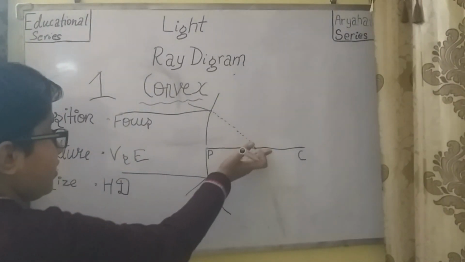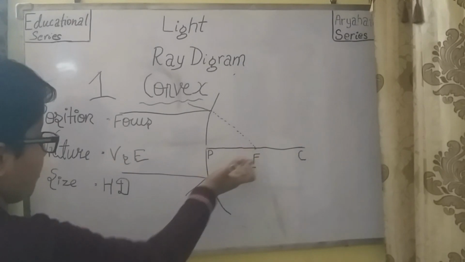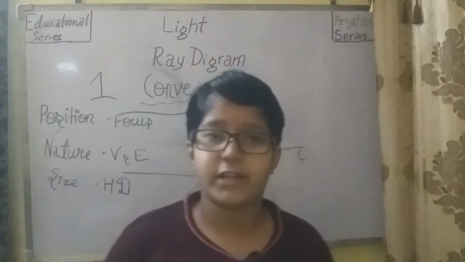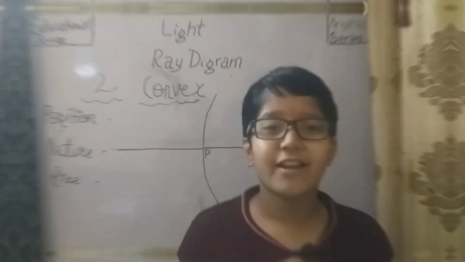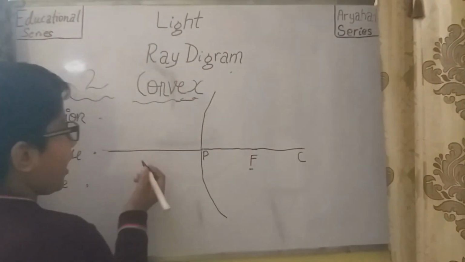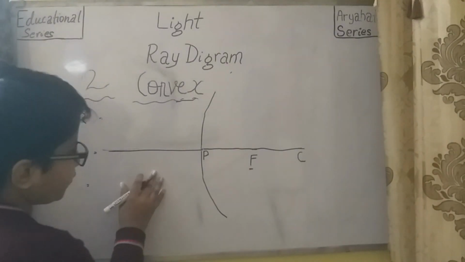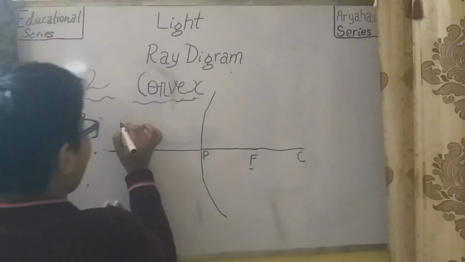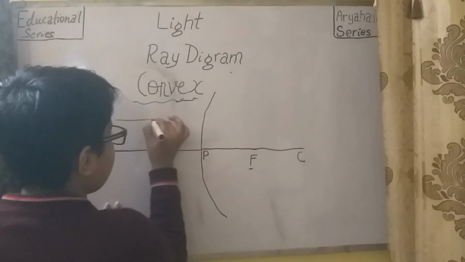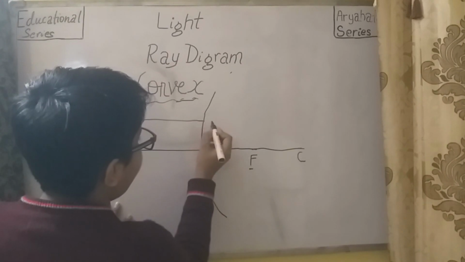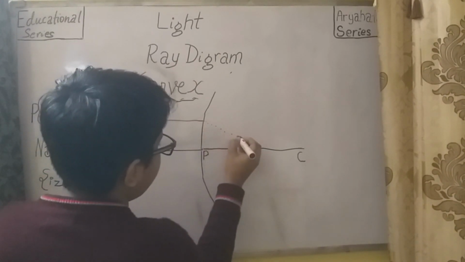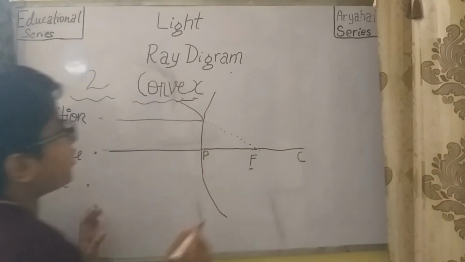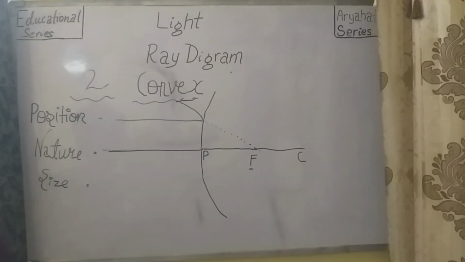It appears to be reflected through the imaginary focus. Now let's see ray diagram 2 of convex mirrors. Here is ray diagram 2. Now the object is between infinity and the pole. So the light rays are coming and they appear to diverge from the virtual focus. From the virtual focus, they appear to pass.